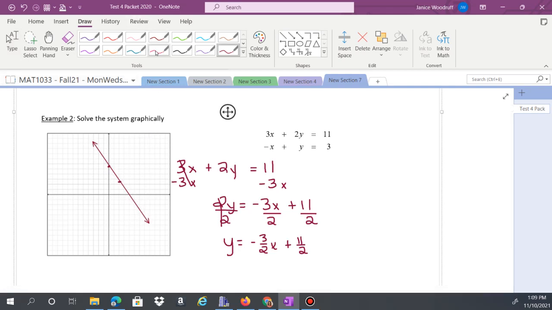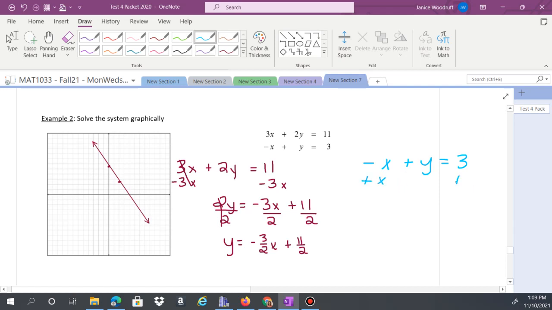Okay, now we're going to take our second equation, which is negative x plus y equals 3. And I'm going to bring it over here. And I want to get this one in mx plus b form. So in this one, I'm just going to add the x to both sides. Okay, the x's are going to eliminate over here on the left. And over here, I'm going to get y equals, and then I can't do 3 plus x, so that's just going to give me x plus 3.